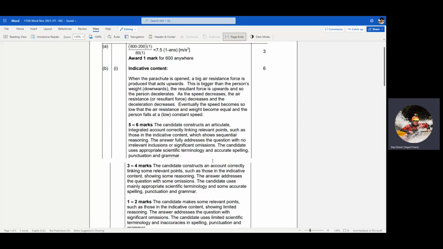The answer fully addresses the question with no irrelevant inclusions or significant omissions. The candidate uses appropriate scientific terminology and accurate spelling, punctuation, and grammar. Okay, so your answer is relevant. Everything you place in there means something, and you've not missed anything important out. And the way in which you've written it uses the right wording and would make your English teachers proud.